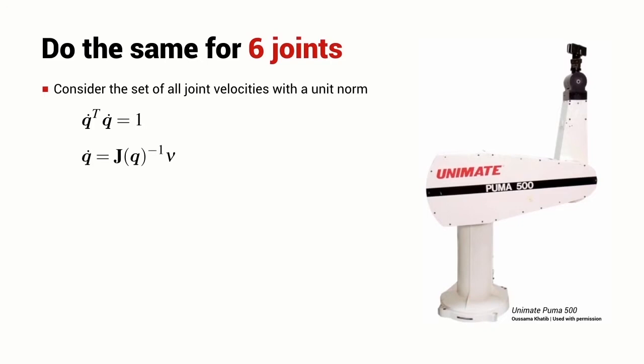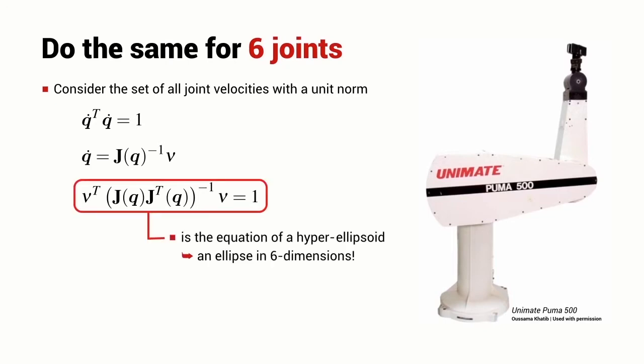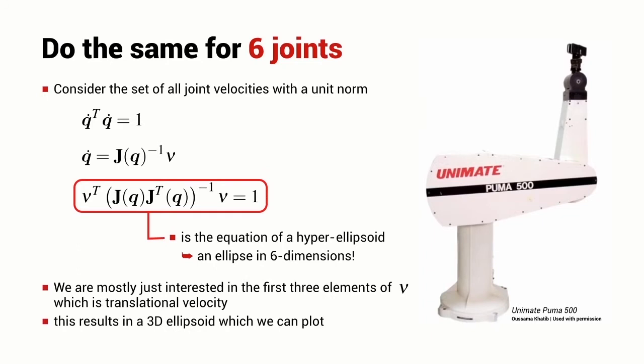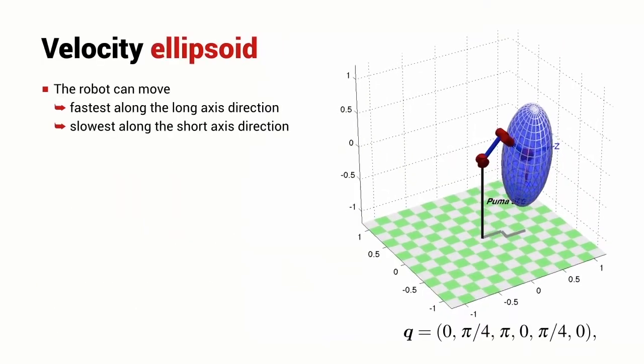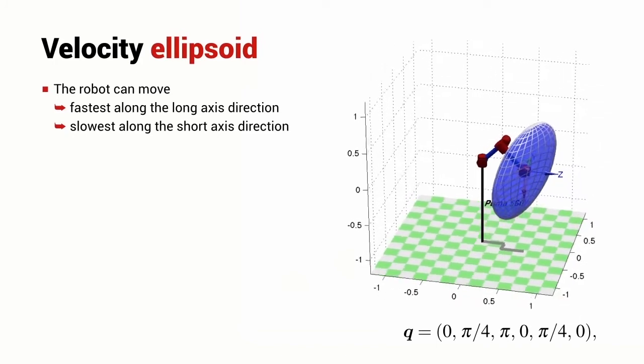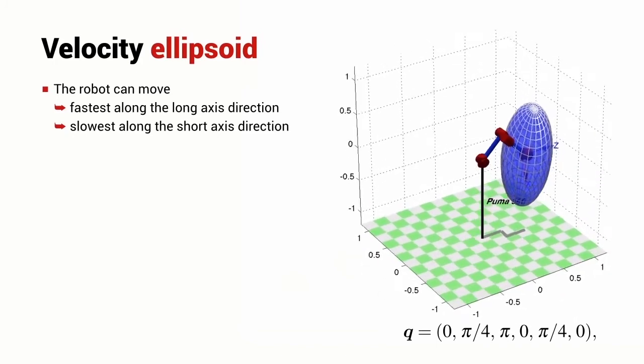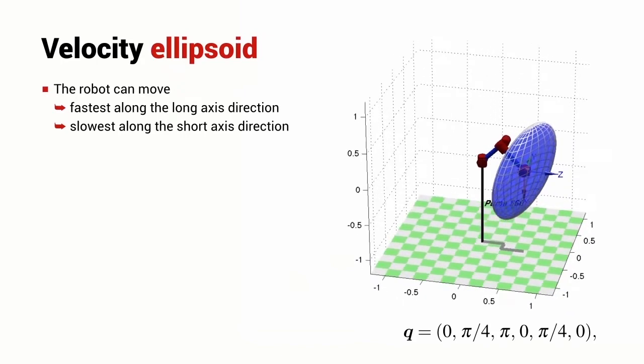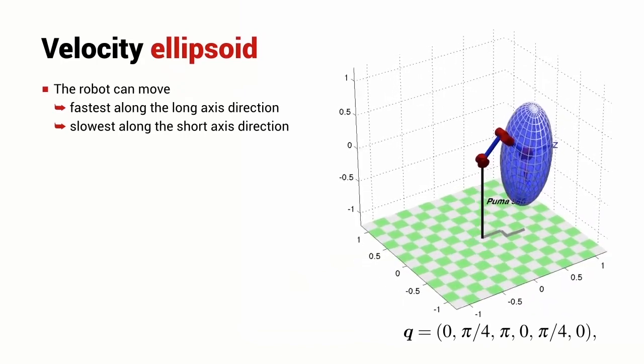We have this relationship between the robot end effector spatial velocity and the joint angle velocity. I can combine these two equations and come up with this expression, which is the equation for a hyperellipsoid, that's an ellipse in 6 dimensions. It's a little hard to get your head around, but mostly we're interested in the first 3 elements of the spatial velocity. That's the translational velocity of the robot end effector. And in this case we end up with a 3-dimensional ellipsoid which we can quite easily plot. So here is the velocity ellipsoid for a robot in a particular configuration.